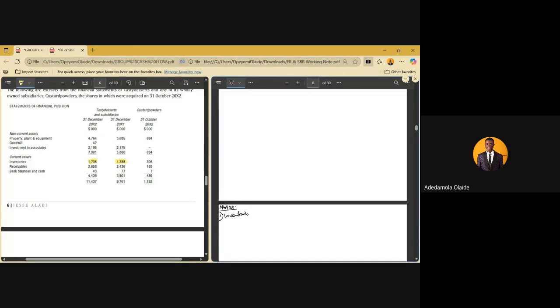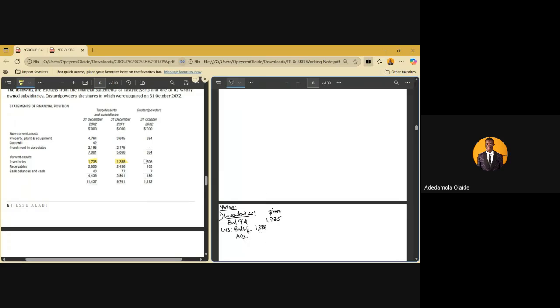Inventories. What is the change? Balance carried down is how much? 1735 dollars in thousands. Less balance brought forward, which is how much? 1388. Then the one acquired during the year. The subsidiary figure will be part of this 1735, and we only compare likes with likes. So we have to add that one.